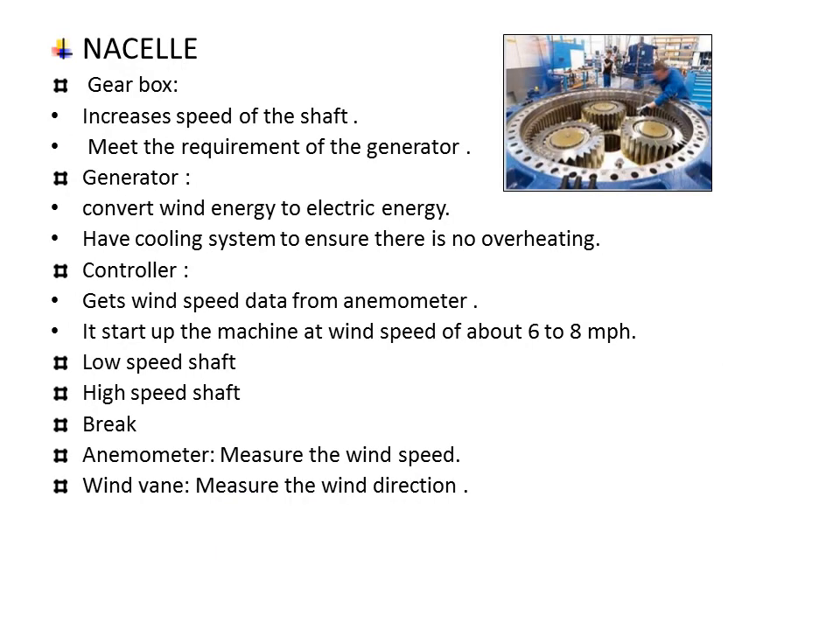The most important component of the horizontal axis wind turbine is the nacelle. The nacelle is a housing that contains all the components necessary to operate the turbine efficiently. It is situated at the top of the tower and includes the gearbox, generator, controller, low speed shaft, high speed shaft, brake, anemometer and wind vane. Let's discuss all these components in detail one by one.